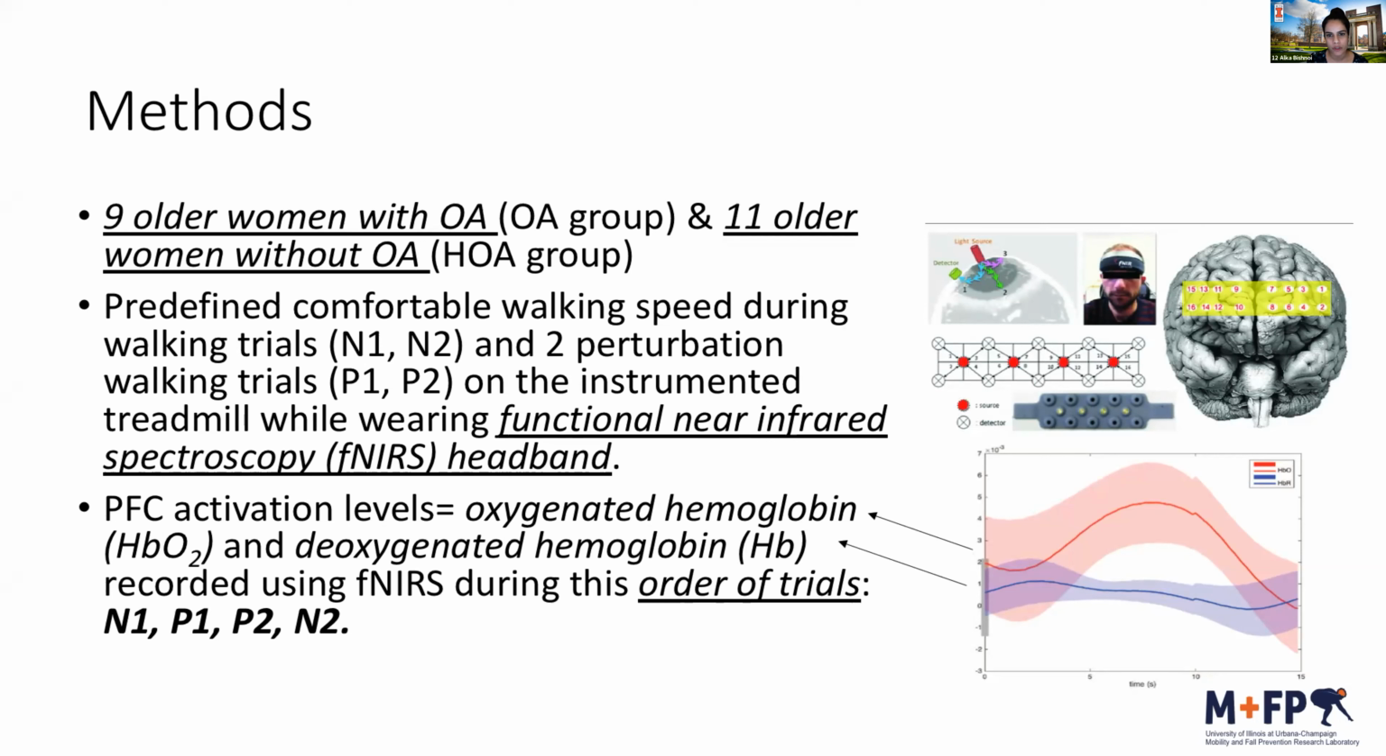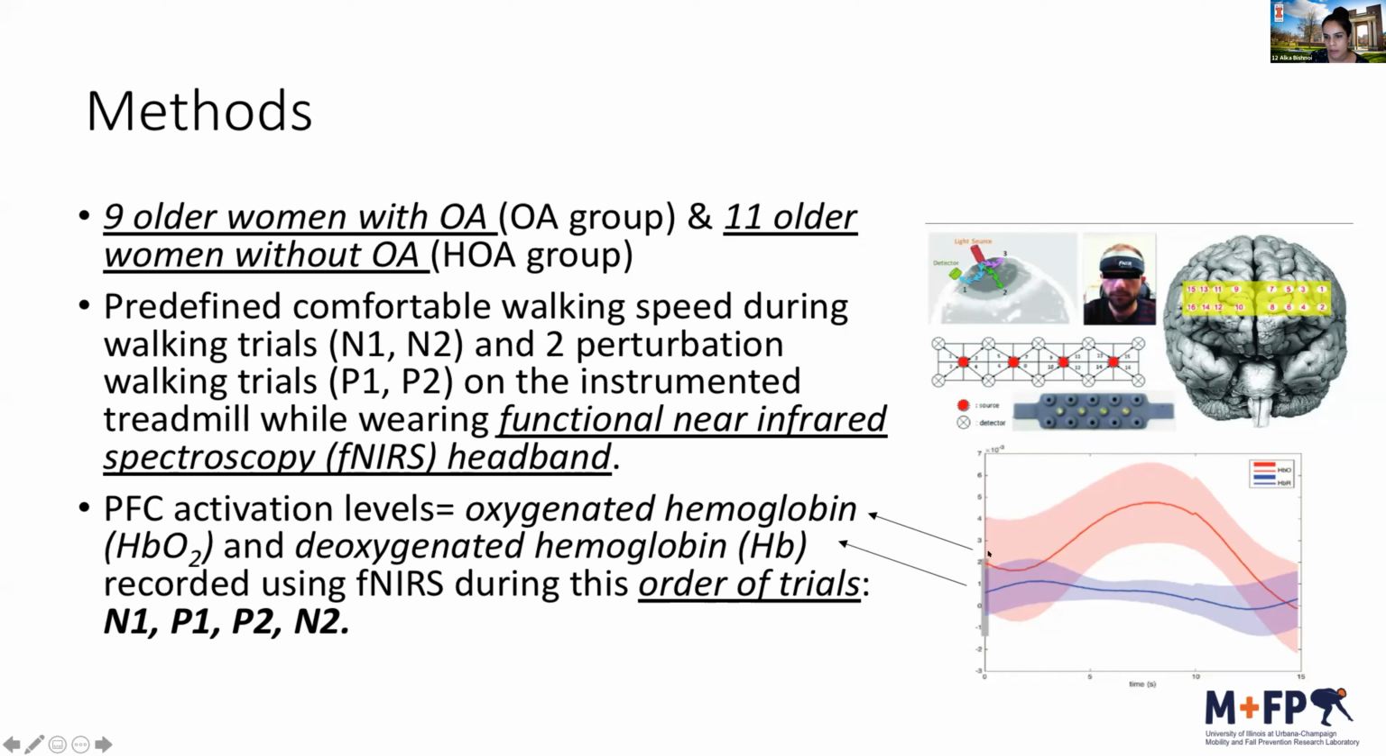This was done while wearing the functional near-infrared spectroscopy headband, which measures their prefrontal cortical activation, which looks something like this on the right-hand side of the picture. So they are wearing this headband, which measures their oxygenated hemoglobin and deoxygenated hemoglobin. It's similar to the fMRI that you see, and the levels for the oxygenated hemoglobin are red in color, and for deoxygenated hemoglobin, blue in color.